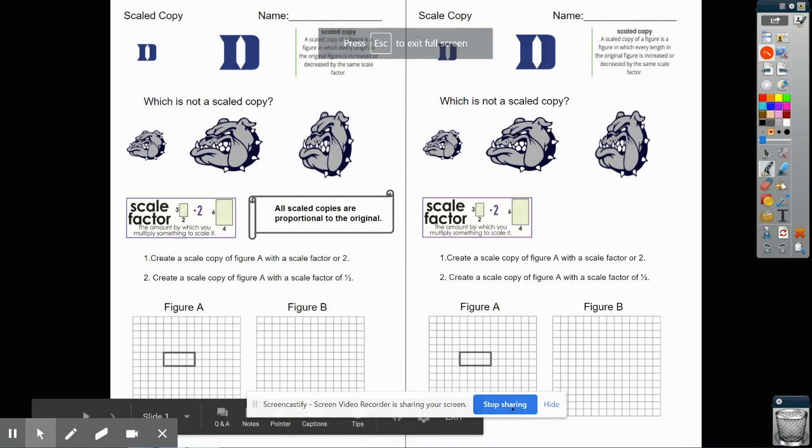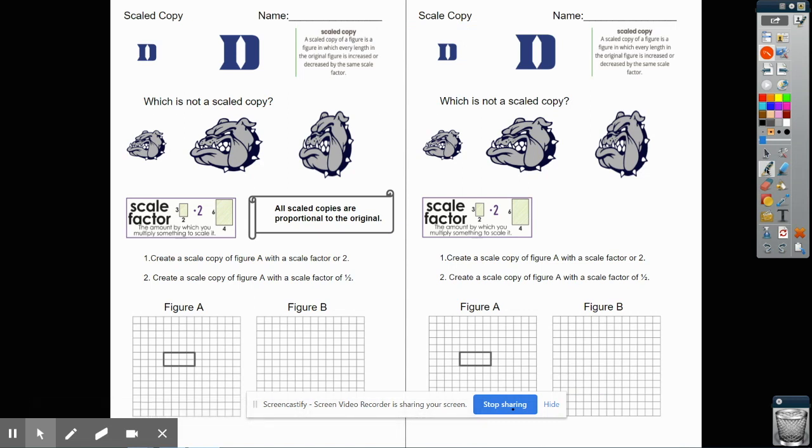All right, today we are talking about scaled copies. And a scale copy is simply an image like this Duke symbol. Notice that I used the Duke symbol there. I know you're really excited about that. So am I. So we're going to take this Duke image, which is this little one, and we're going to enlarge it to a scale copy.